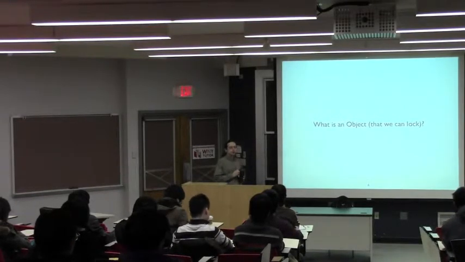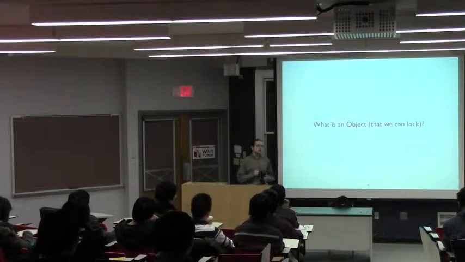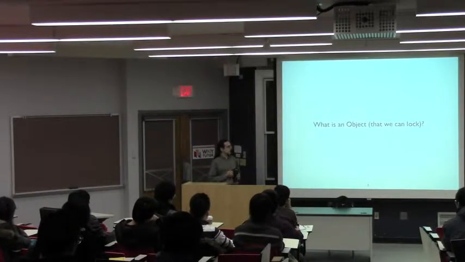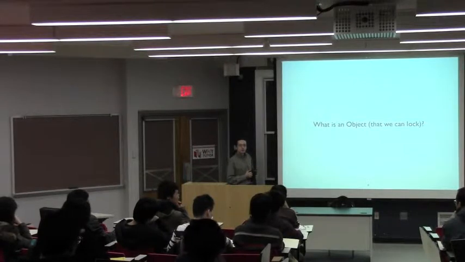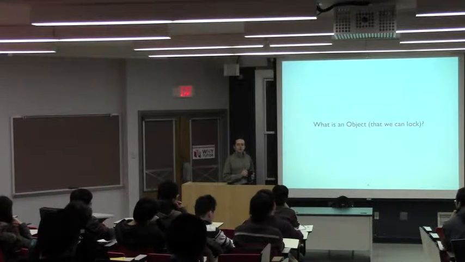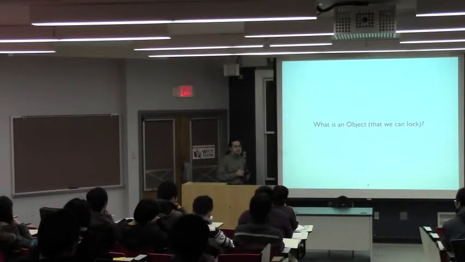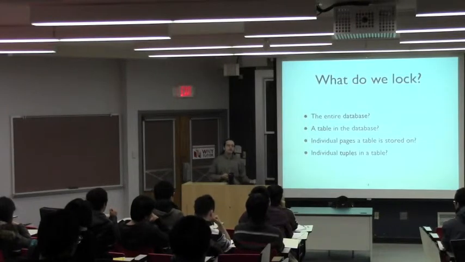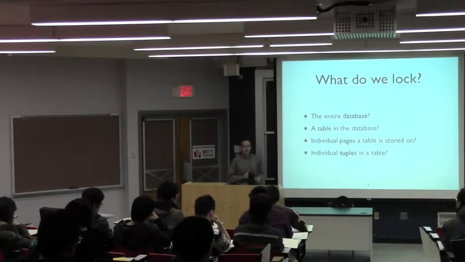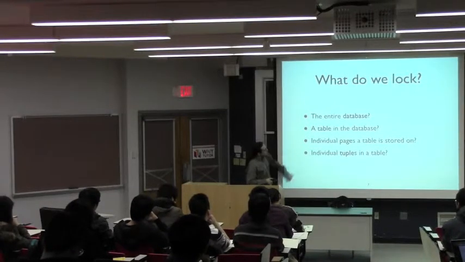Okay, so we can lock individual tuples. Any other thoughts? A table, yes. We can lock entire tables, which in a sense should be technically equivalent to locking all of the tuples in that table. Anything else? Relations. Those are table and relation are synonyms. We're actually going to take that to an extreme and say you can lock the entire database. And one other thing we could potentially lock is individual pages that a table is stored on, so groupings of tuples in a database. So we have a whole bunch of things that we could potentially lock.